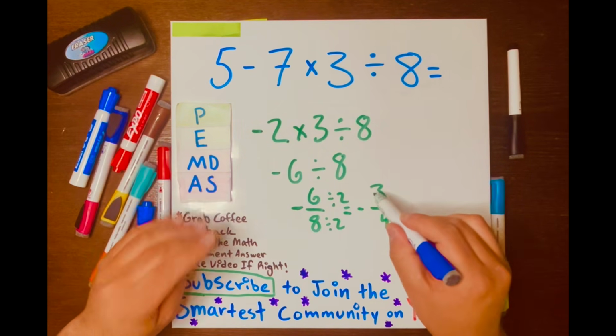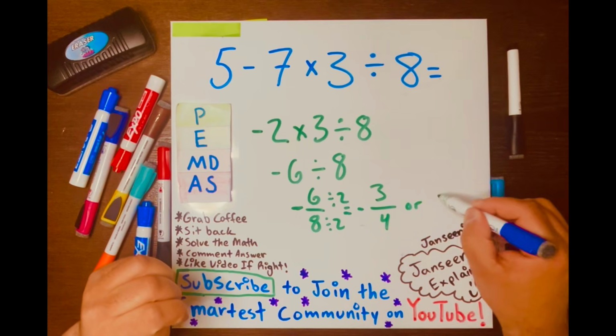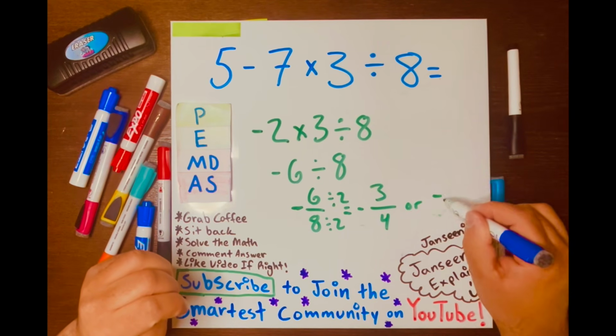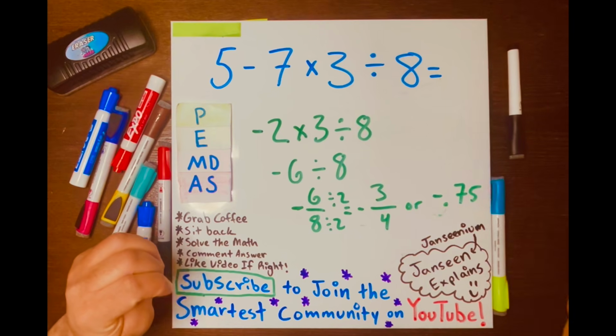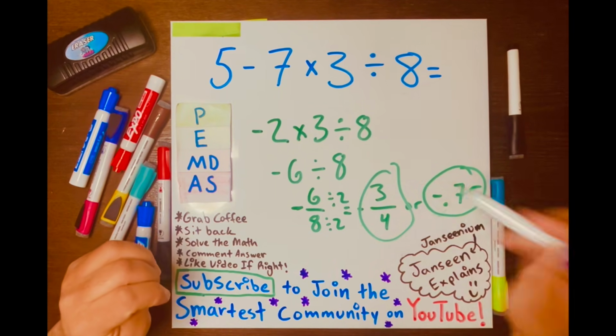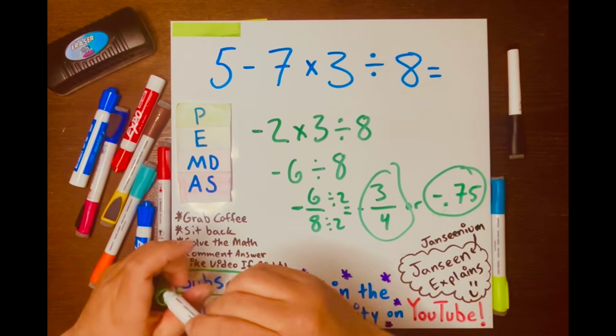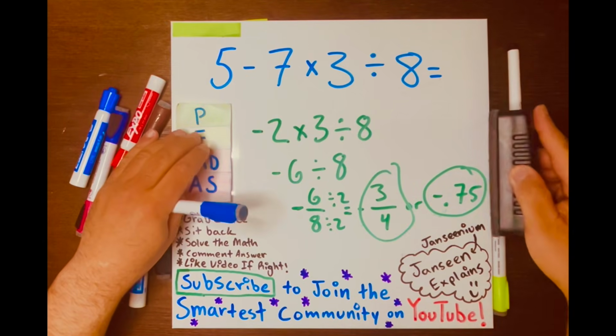So the answer is negative 3 over 4, or negative 0.75. Wrong. This is not correct. We did not use PEMDAS.